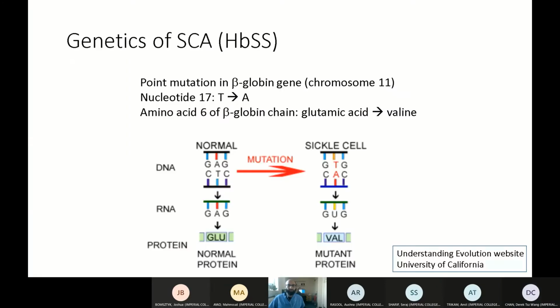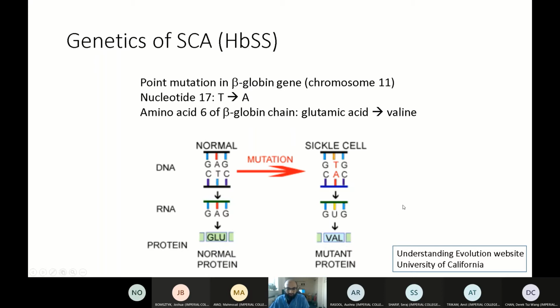So just to start, you all know this anyway, but just talking about the genetics of sickle cell disease. On the face of it, it's a very simple genetic change resulting in the clinical manifestations that we see in sickle cell disease. So it's a single point mutation in the beta globin gene, which is located on chromosome 11, resulting in a single nucleotide substitution and a change of a single amino acid from glutamine to valine, which you can see here.